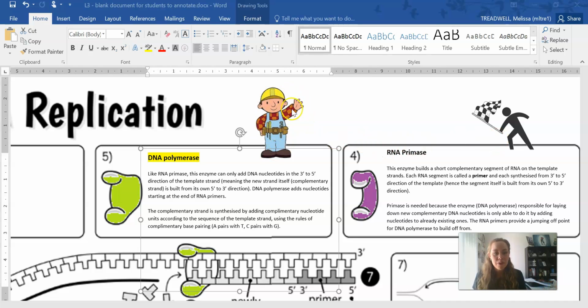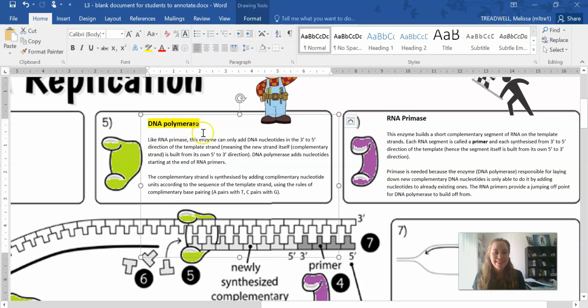If we look at the little picture we've put here for DNA polymerase, now if you don't know, that's Bob the Builder. So he's a builder, and that's what DNA polymerase is. He is a builder and he's building our new complementary strand. This is like RNA primase.